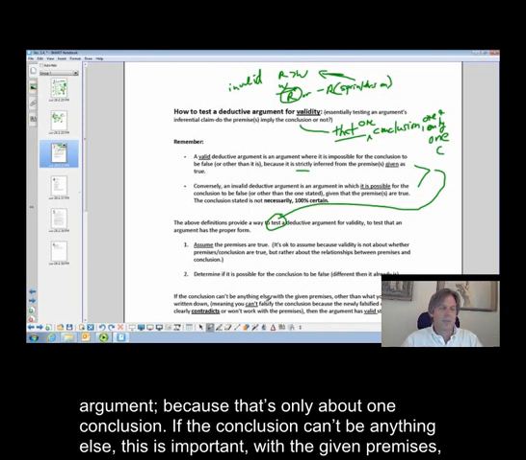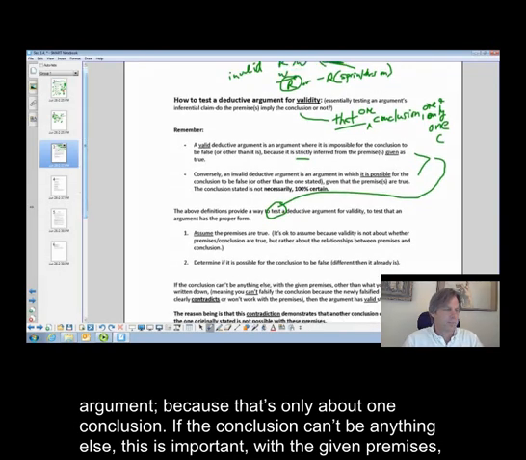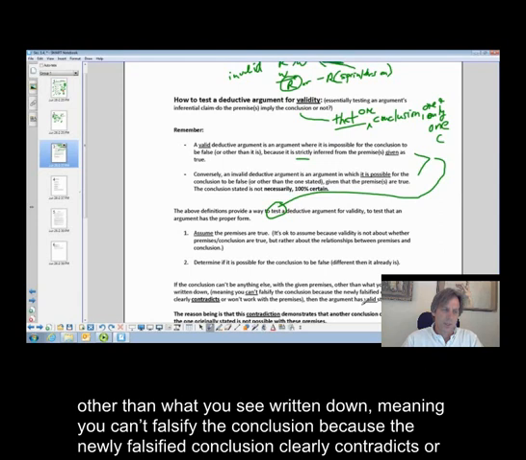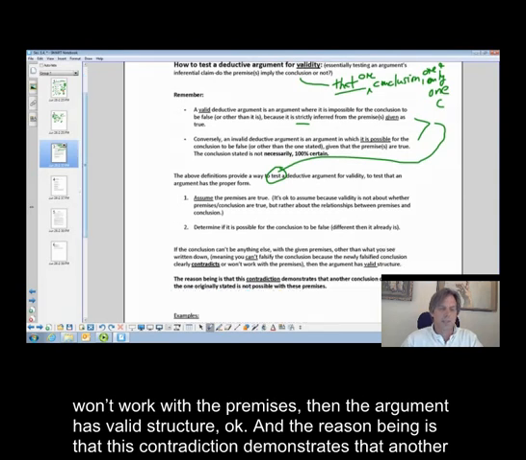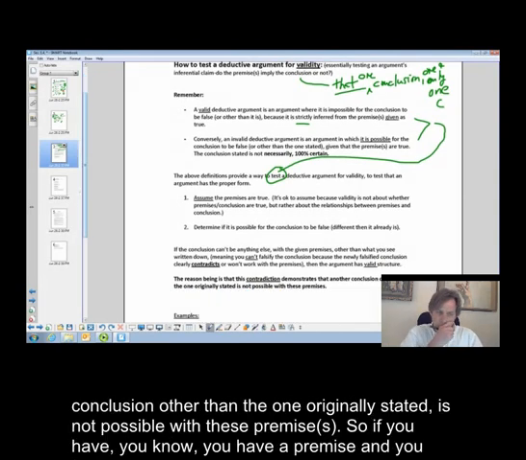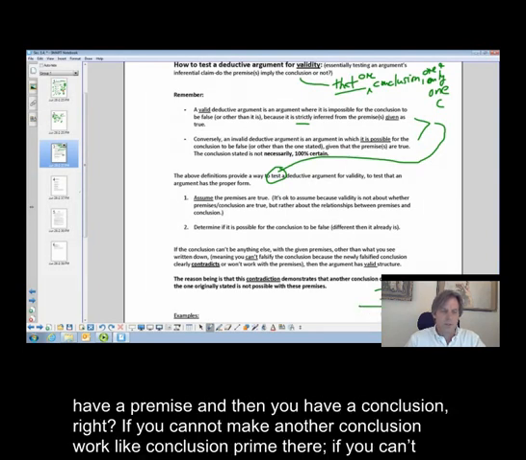If the conclusion can't be anything else, this is important, with the given premises other than what you see written down, meaning you can't falsify the conclusion because the newly falsified conclusion clearly contradicts or won't work with the premises, then the argument has valid structure, okay? And the reason being is that this contradiction demonstrates that another conclusion other than the one originally stated is not possible with these premises. So if you have a premise and you have a premise and then you have your conclusion, right?